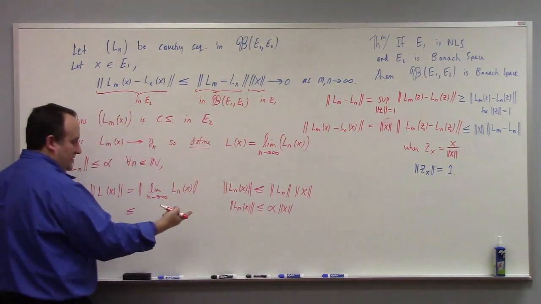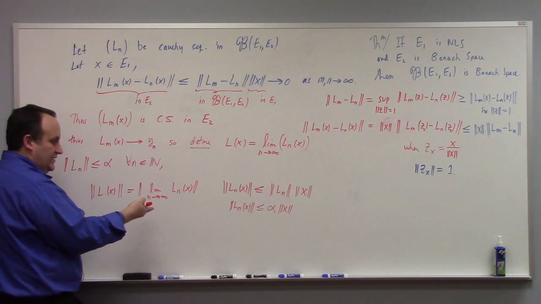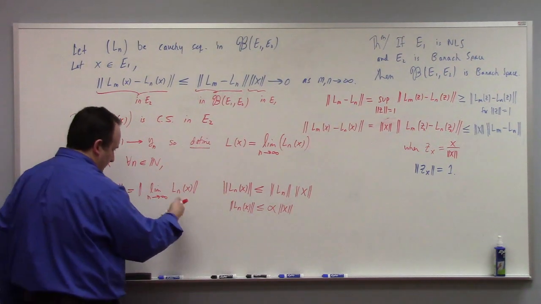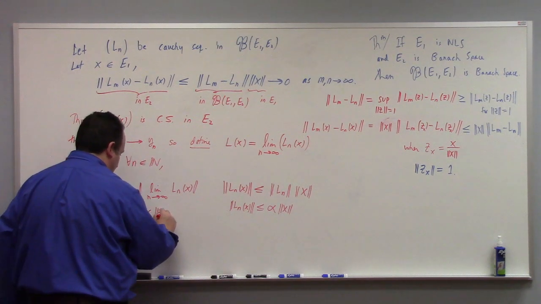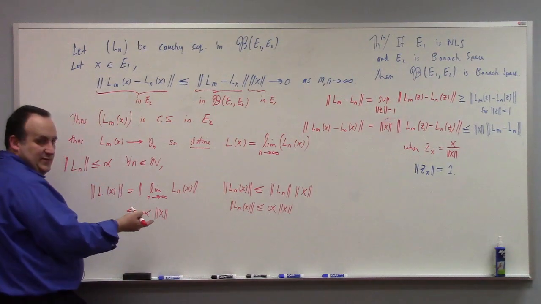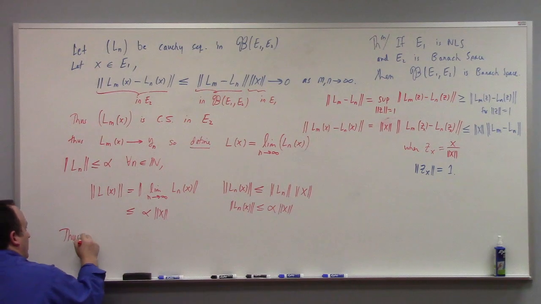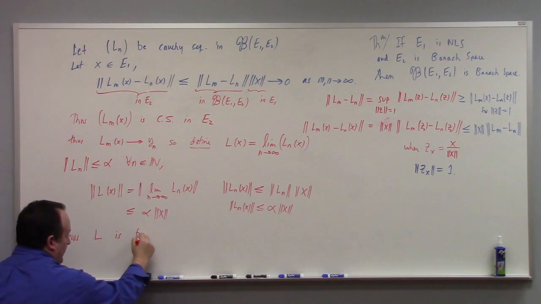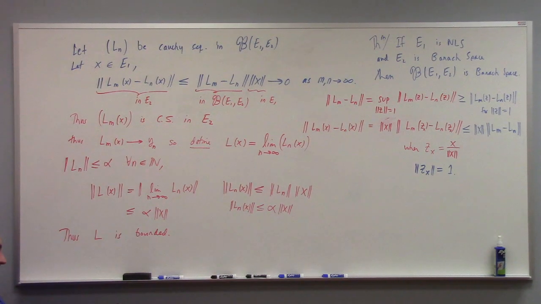And if that's true for each n, then taking the limit, then if we sort, yeah, right, this is less than or equal to alpha times the norm of x, which then says what? L is bounded, right? L is bounded. And he says it remains to prove that Ln minus L goes to zero.